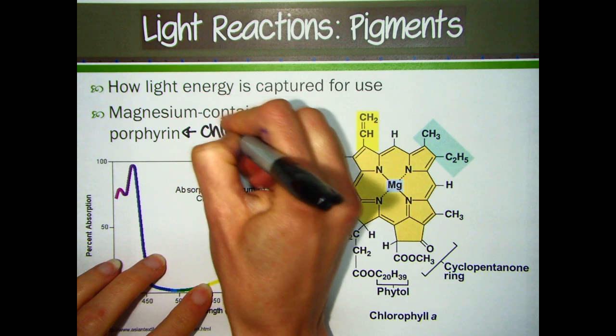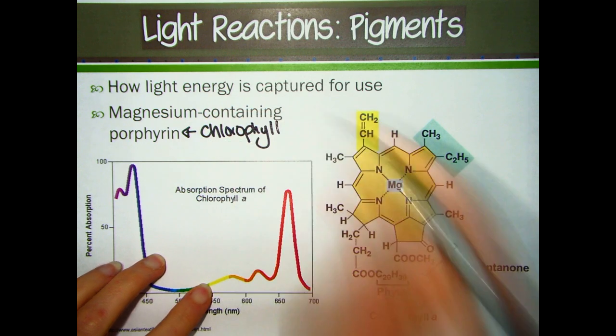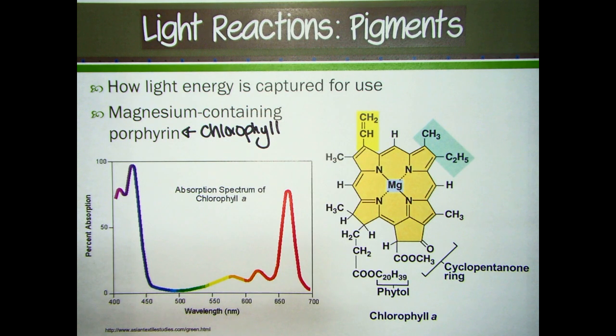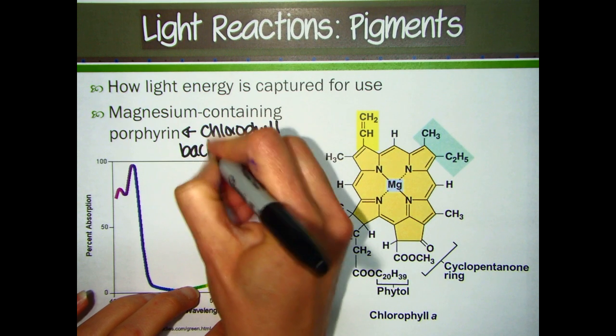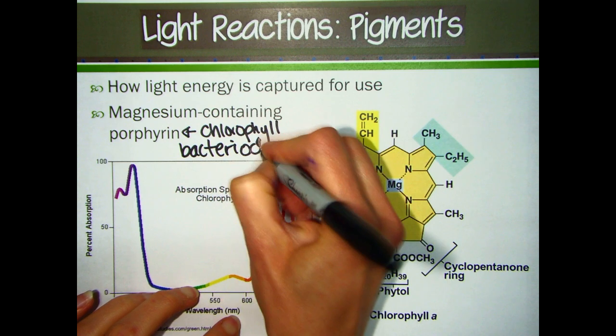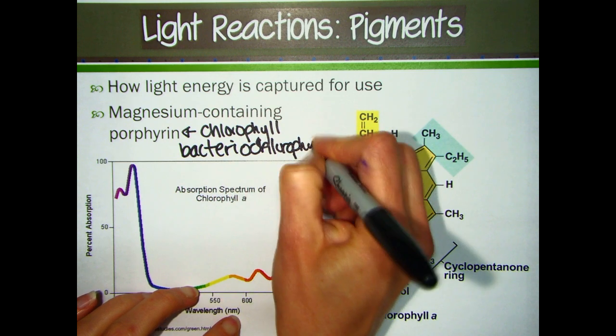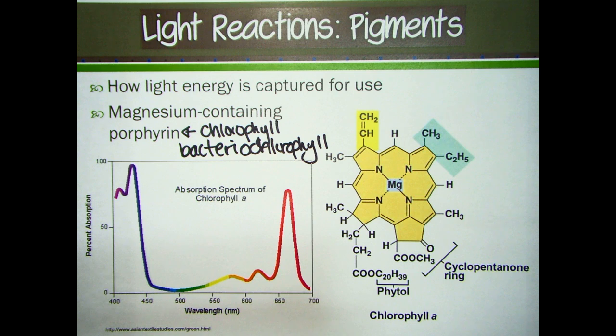Chlorophyll, which is, of course, the primary pigment in land plants and green algae, and bacteriochlorophyll, which is the primary pigment in some photosynthetic bacteria, we'll get to that on the next page, look like this. They are a magnesium-containing porphyrin. What that means is they are this planar ring structure with a magnesium in the middle.